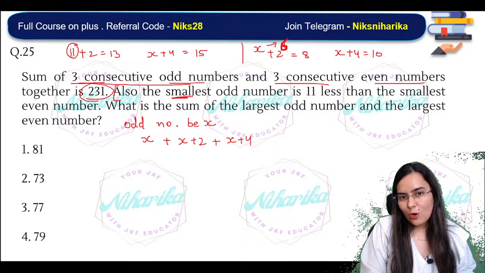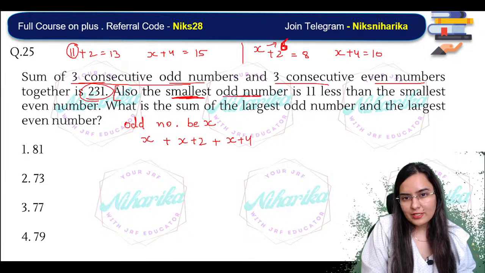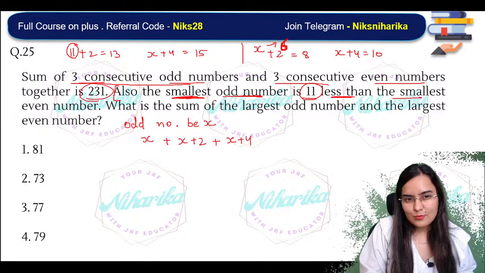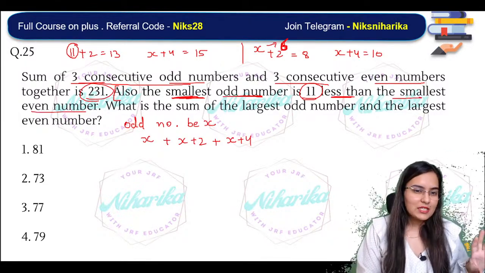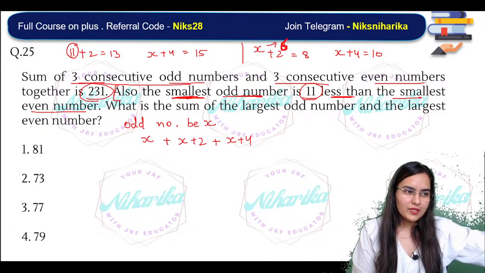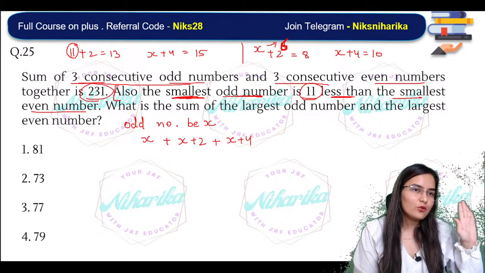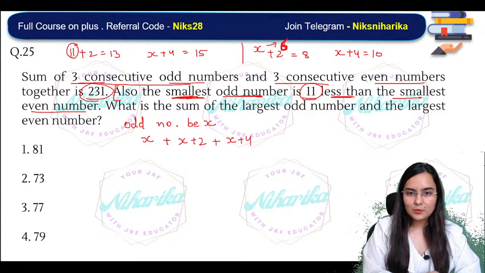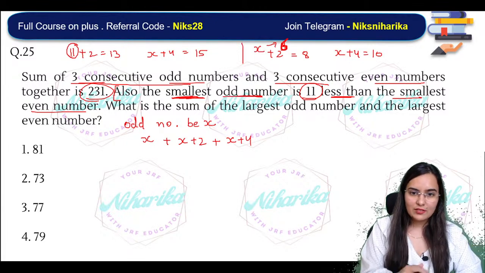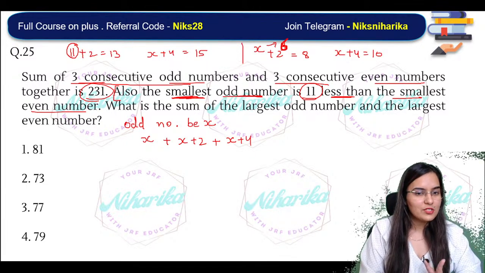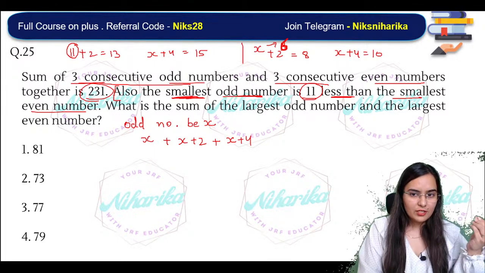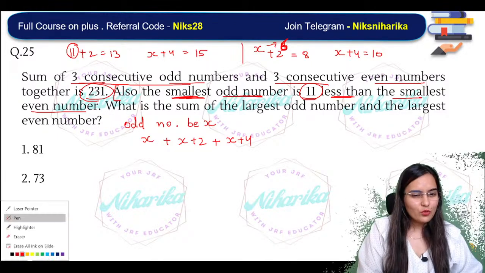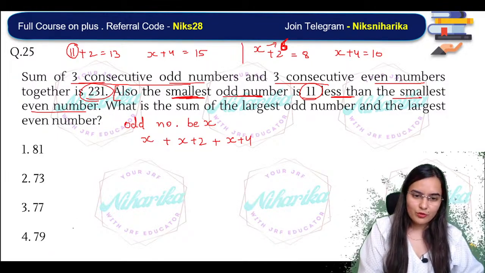Also, please see. Also, the smallest odd number is 11 less than the smallest even number. Basically, we have two options. Either we can go with a big or complicated way, where we take one odd as x and even as y, or we can straight away create a link between them, that is, between odd and even. What's the difference between the odd and even? Odd and even, that is 11. Okay, so if you want a big method, you can go for the big method.